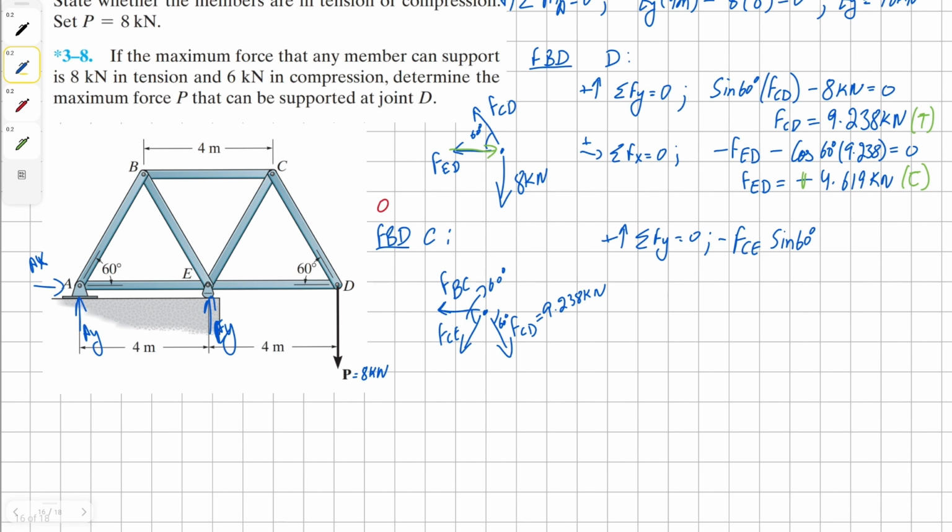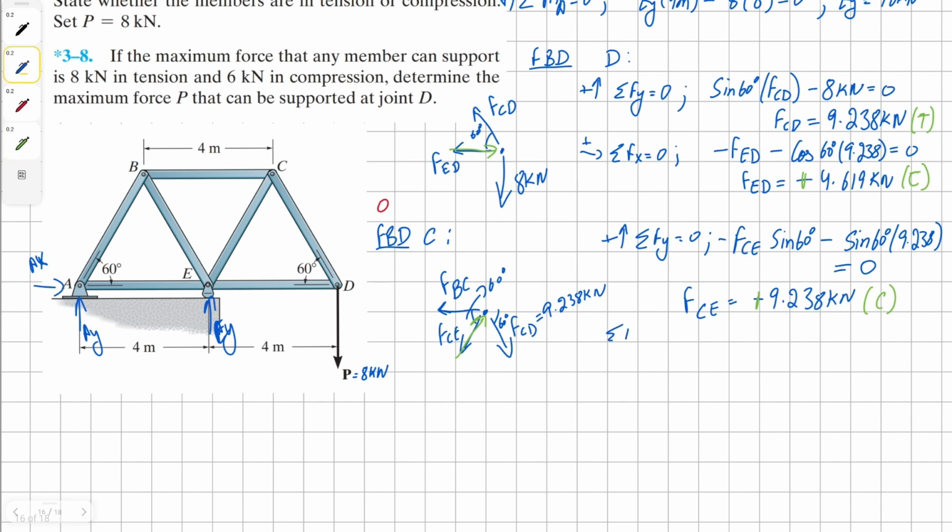And then we have another negative from our member CD, and it's sine 60 as well, all equals 0. Solving for FCE, we get our solution as negative 9.238 kilonewtons. This means we assumed our force vector in the wrong direction. Switching it over, we get positive, and it also tells us that this member is in compression.